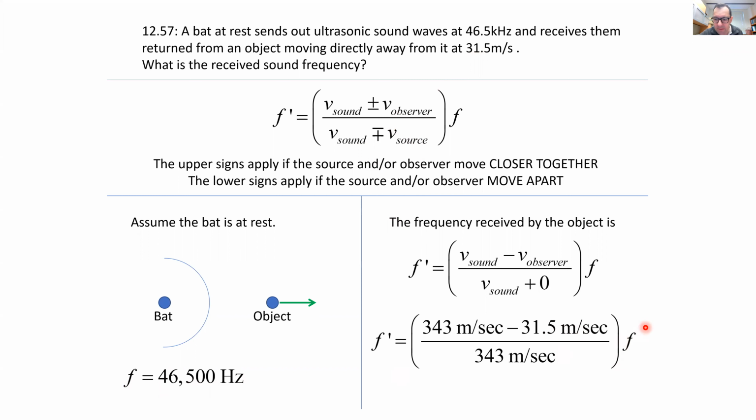Plug in the 46,500 hertz here, and the end result is 42,229.6. Probably too many significant figures. I'd round that to maybe 42,200 hertz.